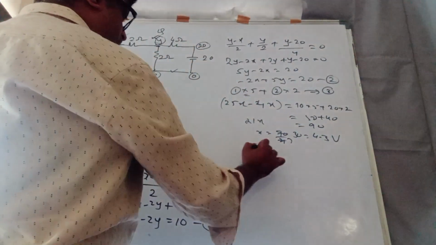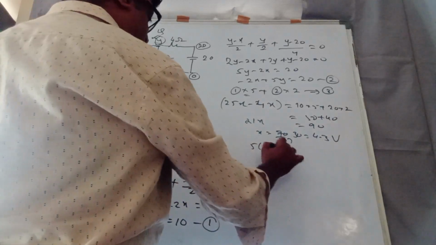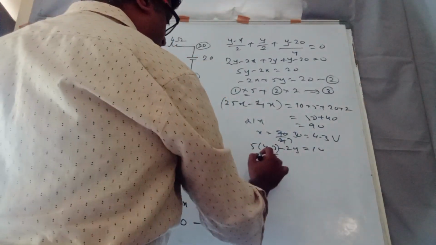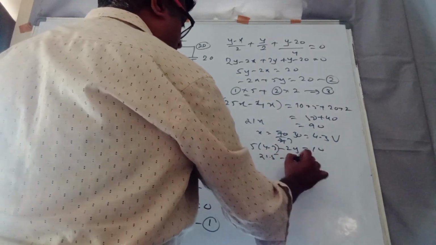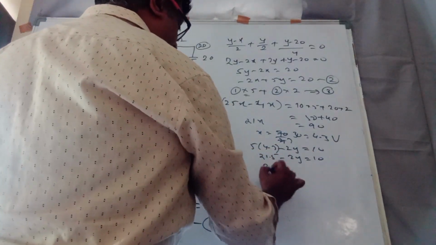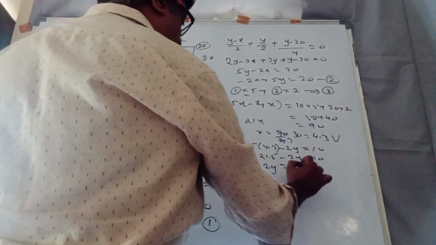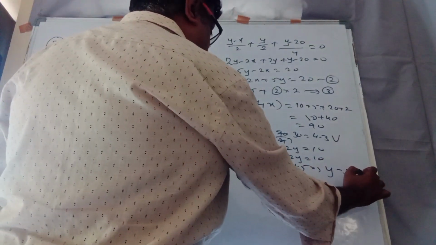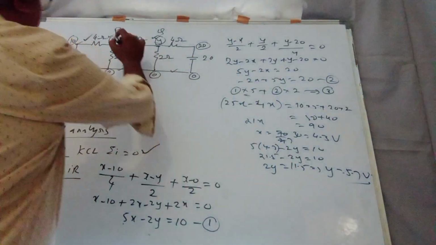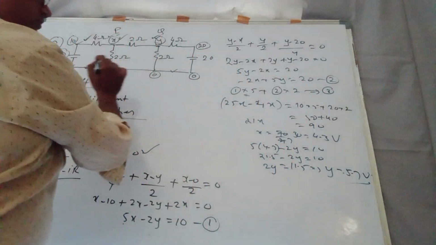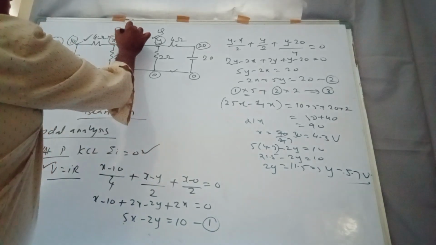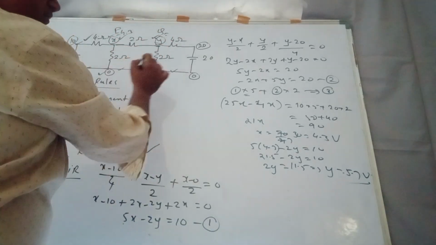So this is 5 into 4.3 minus 2y is equal to 10. So this is 21.5 minus 2y is equal to 10. So 2y is equal to 11.5. That implies y is approximately 5.7 volts. So we have got this value. This value has 4.3, and this value has 5.7.